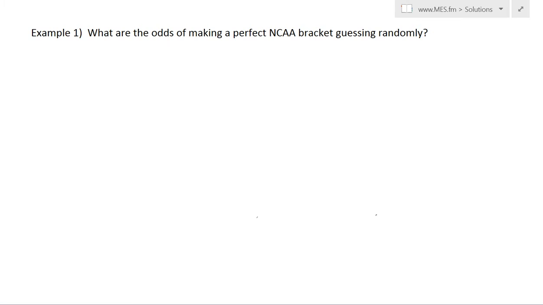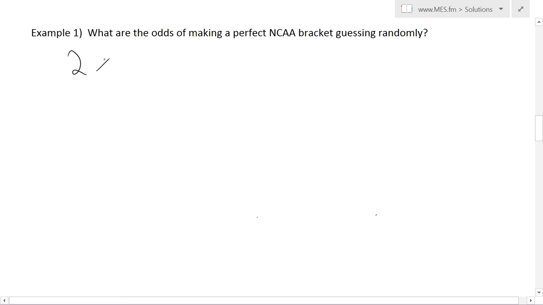So using the 63 games that we found, we're going to find out the odds of making a perfect NCAA bracket if we guess completely at random. So basically flip a coin, we don't care about the seeds, we're just going to pick whatever team. In order to do that, we need to see how many combinations there are. How many combinations are there to win just one game? There's only two. It's either this team wins or that team wins. And you have to guess based on that.